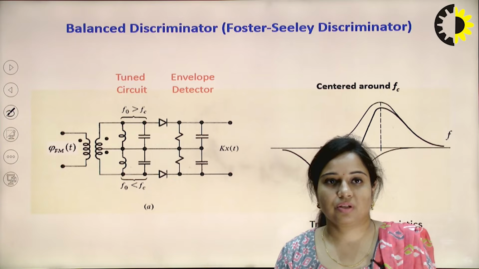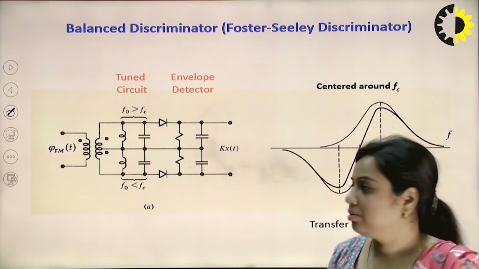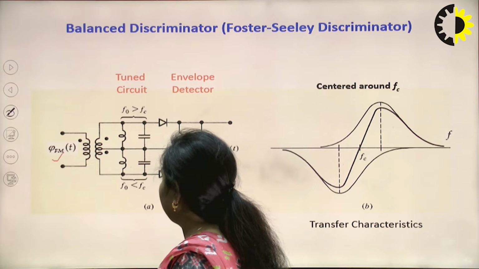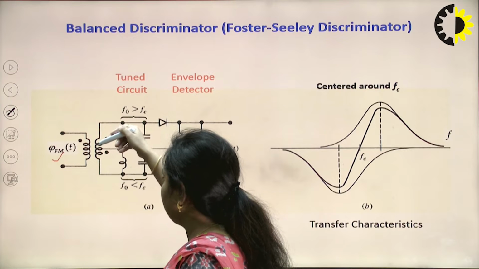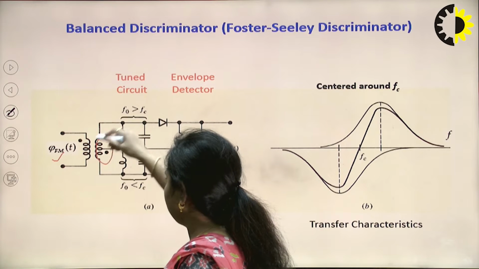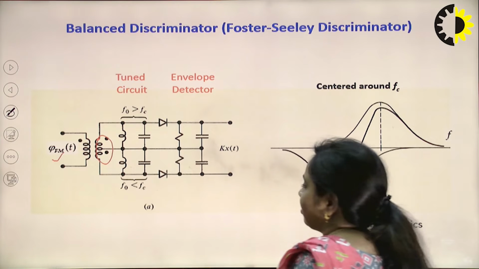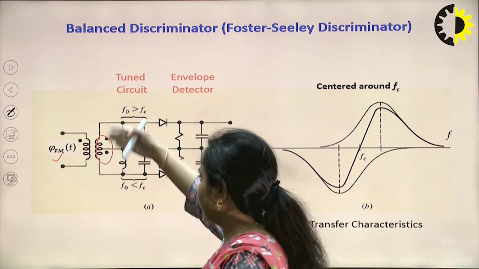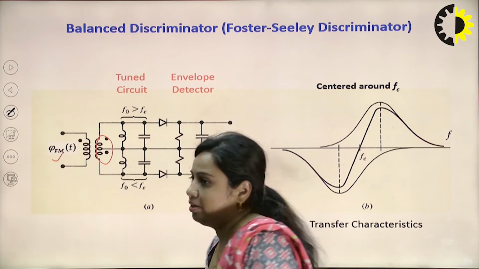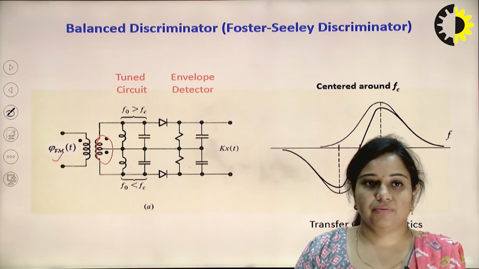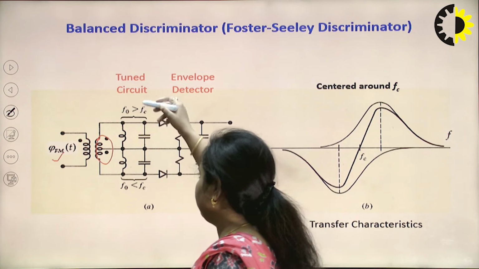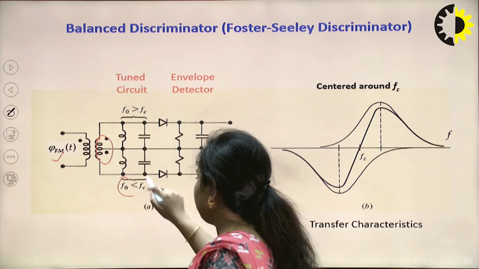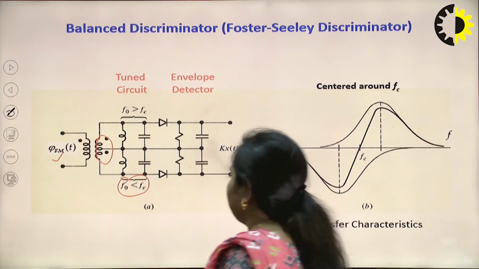Now, next is the Foster-Seeley discriminator, also known as a balanced discriminator. The input to this discriminator is again an FM signal. Here a transformer is connected at the input side, and this is a center tap transformer, with the secondary winding connected in center tap form. The upper side and the lower side are centered at two different frequencies. The upper side is set at a frequency greater than fc, the carrier frequency, and the lower side is set at a frequency lesser than the carrier frequency.